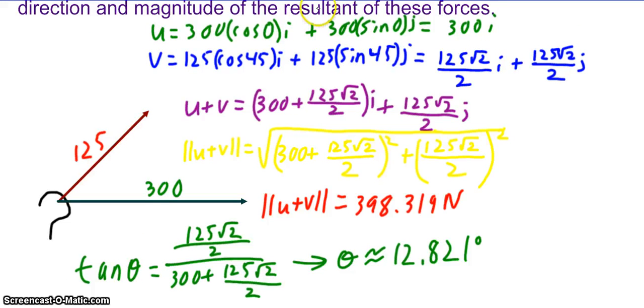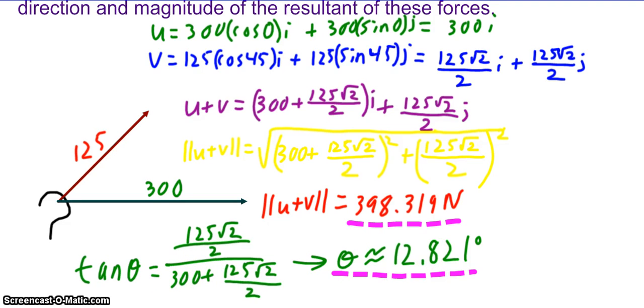Okay, so we should end up with a resultant magnitude of 398.319 newtons at an angle of 12.821 degrees. How do we come up with that? Well, I called this vector u, which ends up being 300i. Vector v is 125 cosine 45 i plus 125 sine 45 j, which is 125 root 2 over 2 i plus 125 root 2 over 2 j. So u plus v is 300 plus 125 root 2 over 2 i plus 125 root 2 over 2 j. We find the magnitude, type that into our calculator, we get the result. To find the angle, we do the tangent of b over a, and we get our angle.